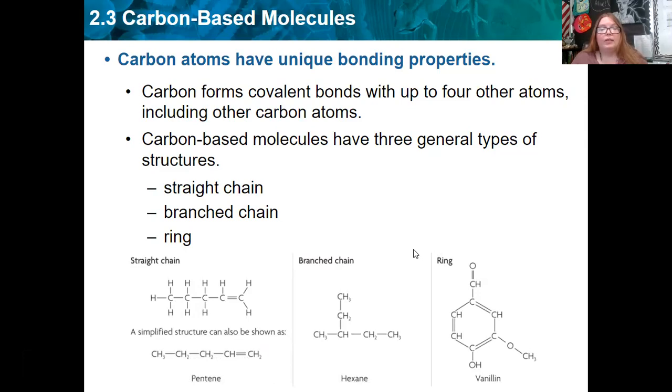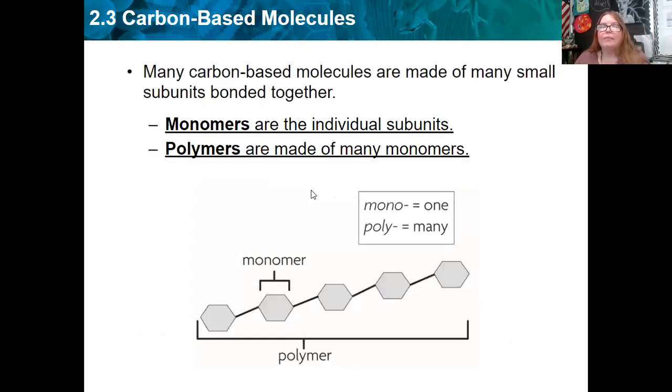So hexane, that's sort of like a fuel. That's how you're going to see hydrocarbons, like gasoline, built. The ring, vanillin, that's actually an artificial flavor. That's what makes vanilla smell the way that it does. Fun fact.